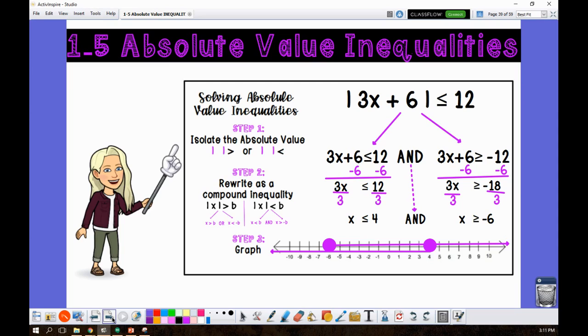And now I just want to focus on my overlapping area. So it overlaps between -6 and 4. So I'm just going to clean this up so it's just shaded in between there. And I'm all done.